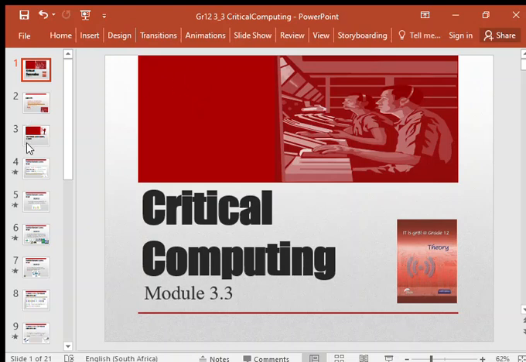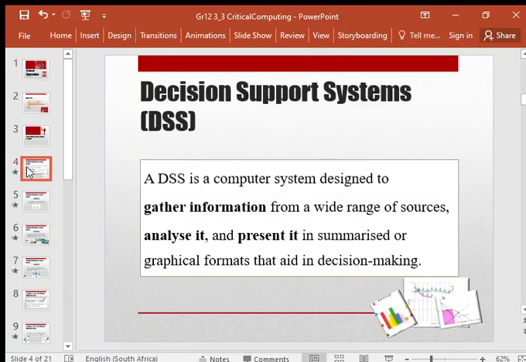Our topic today is critical computing. Now in critical computing, let's look at decision support systems, DSS. It is a computer system designed to gather information from a wide range of sources, analyze it, and present it in summarized or graphical formats that aid in decision making.